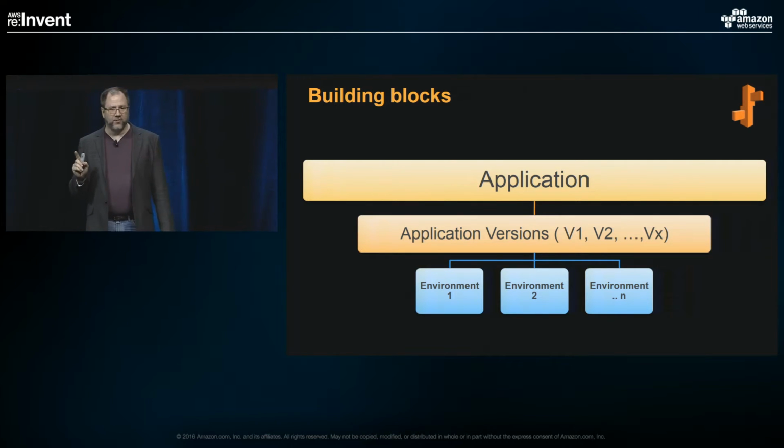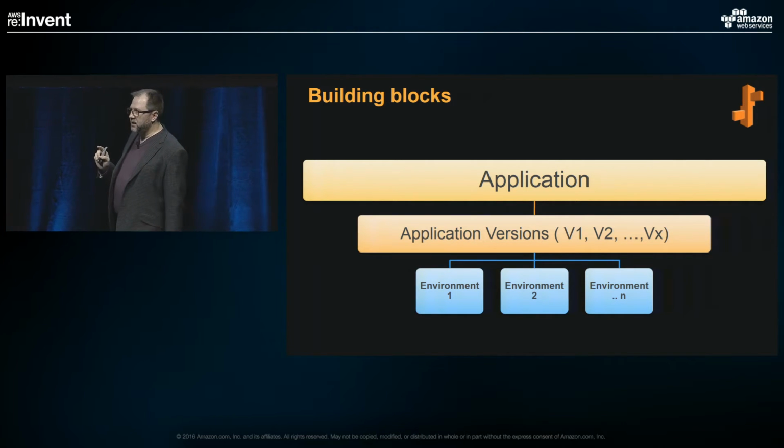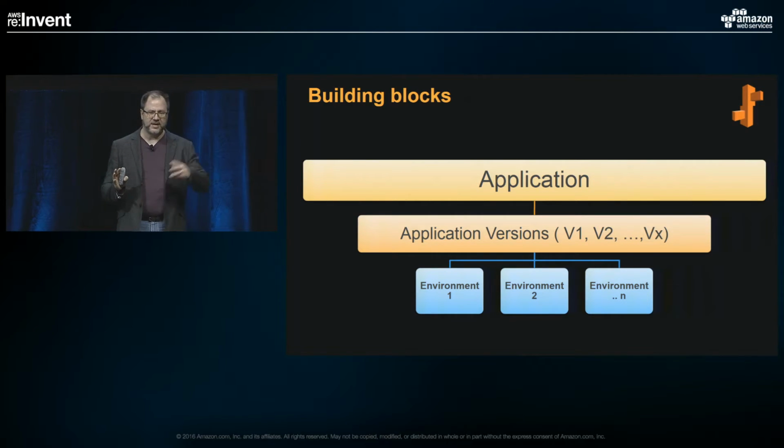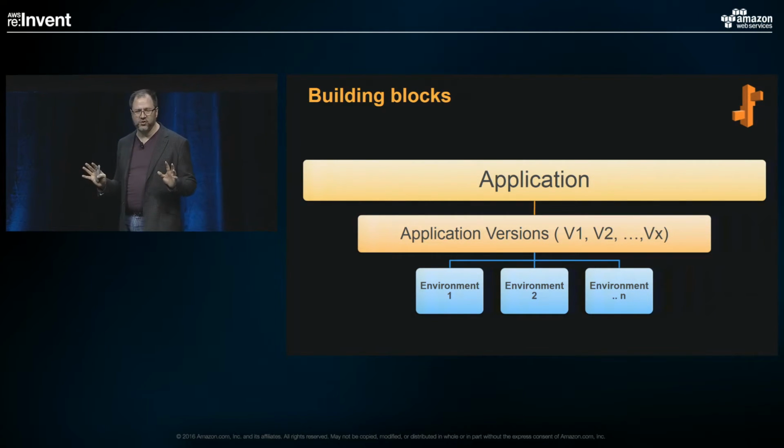You pick an application version for that. And it doesn't have to be V1, V2. It can be anything that you want it to be. You can actually name it based off of a Git branch. You can do whatever you want with it.